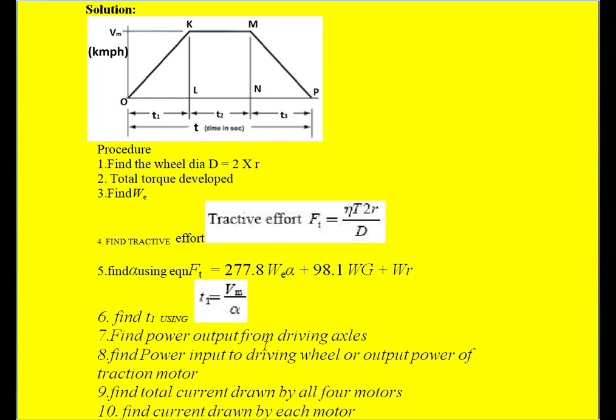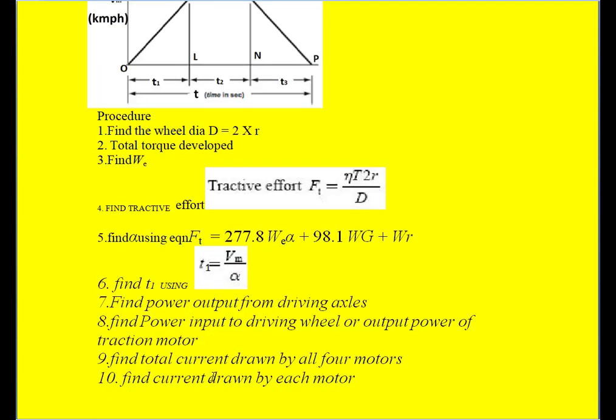Next, find the power output from the driving axles. Next, find the power input to the driving wheel, or output power of the traction motor. Then find the total current drawn by all 4 motors. Then find the current drawn by each motor. So this is the procedure that we are going to follow to solve this problem.